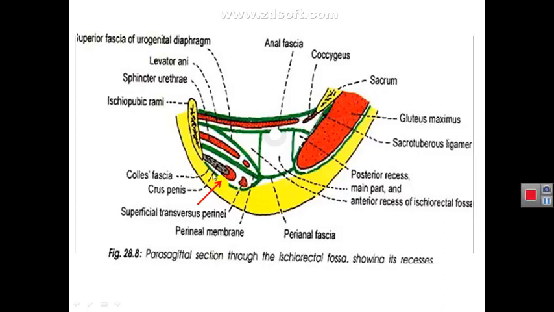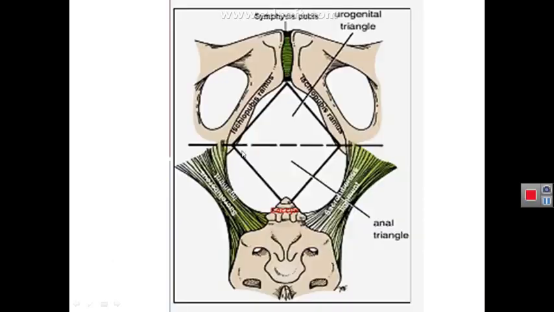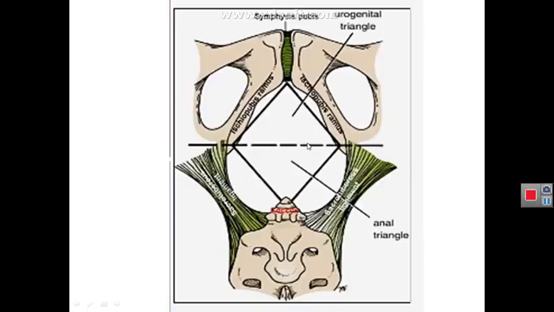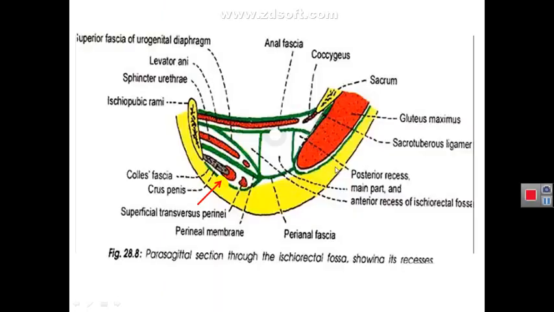And more superficial is the membranous superficial fascia, which is called Colles fascia. These three fascia, the superior and inferior fascia of the urogenital diaphragm, and Colles fascia, which is a membranous superficial fascia, unite here in the region of the imaginary line between the ischial tuberosities. These three fascia unite here posteriorly, the three of them. This is the union of them. And these three fascia are attached at the sides to the ischiopubic rami. And these three fascia enclose, as you can see, two spaces.